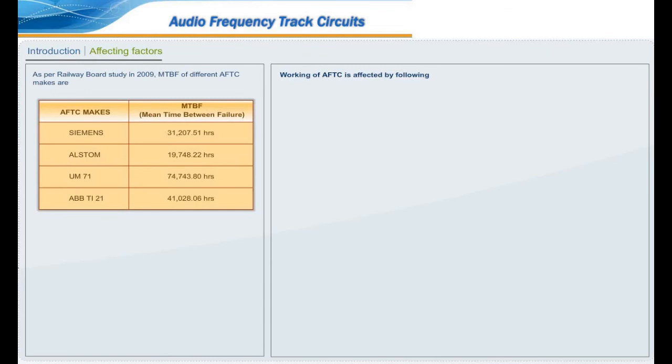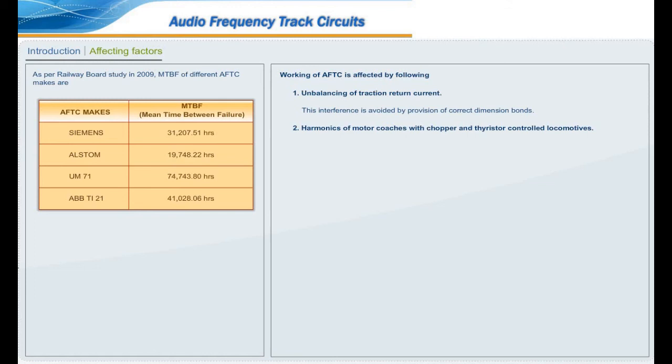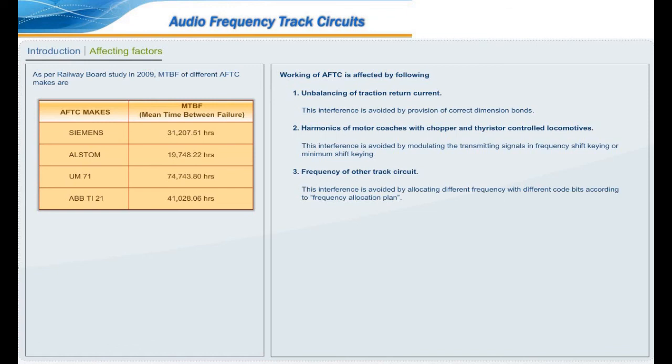Working of AFTC is affected by the following. Unbalancing of traction return current. This interference is avoided by provision of correct dimension bonds. Harmonics of motor coaches with chopper and thyristor controlled locomotives. This interference is avoided by modulating the transmitting signals in frequency shift keying or minimum shift keying. Frequency of other track circuit. This interference is avoided by allocating different frequency with different code bits according to frequency allocation plan.